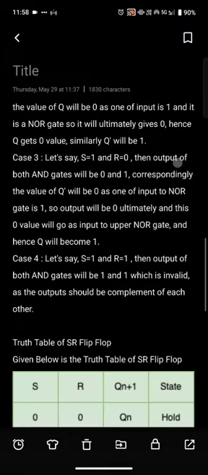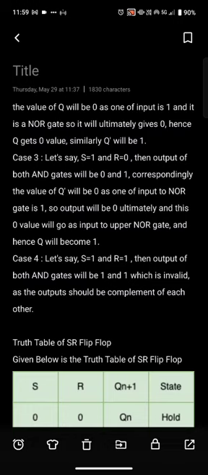Case 3. Let's say S is equal to 1 and R is equal to 0. Then output of both AND gates will be 0 and 1 correspondingly. The value of Q bar will be 0 as one of the inputs of the NOR gate is 1. So output will be 0 ultimately, and this 0 value will go as an input to the upper NOR gate, and hence Q will become 1.